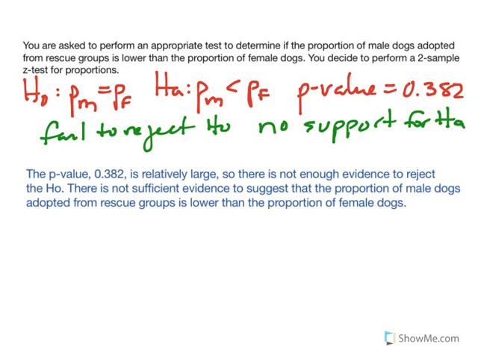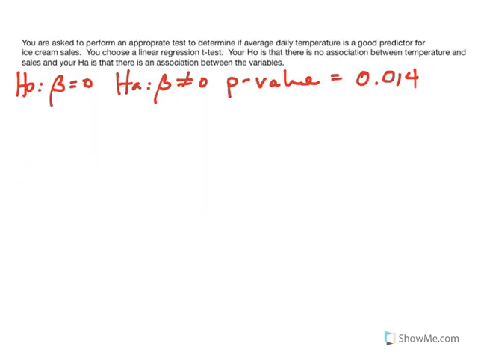You can change up the words, but you still have to say the same 4 things. And again, you notice that I took the language for my last sentence right out of the original problem. We'll do one more. You're asked to perform an appropriate test to determine if average daily temperature is a good predictor for ice cream sales. You choose a linear regression t-test. Your null hypothesis is that there's no association between temperature and sales, and your alternate is that there is an association between the variables. I wrote those 2 hypotheses symbolically too for people who prefer that.